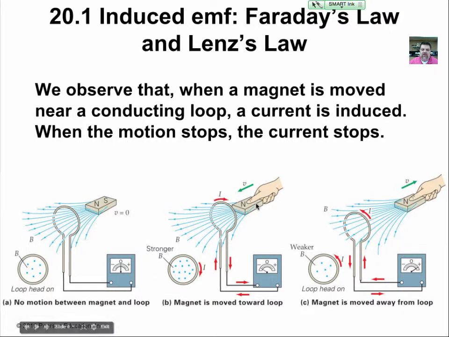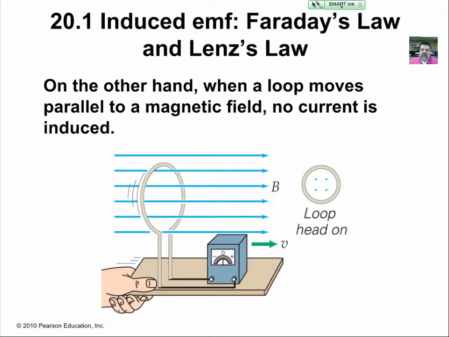However, if I move a magnet that has a magnetic field perpendicular to the current, then what we'll have is a negative current here. And then if I move it away in the other direction, I'll have a positive current. One is stronger and another is weaker. On the other hand, when the loop moves parallel to the magnetic field, there's no current induced whatsoever. So it has to be perpendicular, which will give you the maximum current.